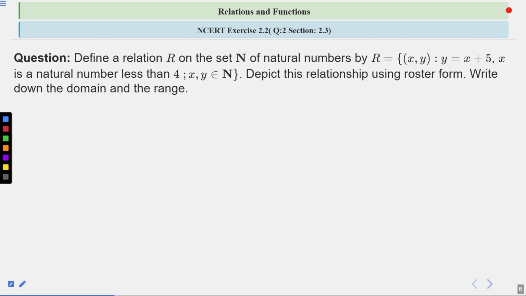This question, define a relation R on natural set, so set of all natural numbers. So relation defined as collection of all x, y such that y must be of the form x plus 5, where x belongs to natural number less than 4, and both x, y belong to set of naturals. Then we have to depict this relationship using a roster form and then write domain and its range.